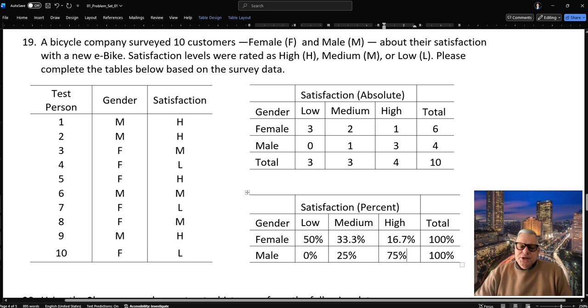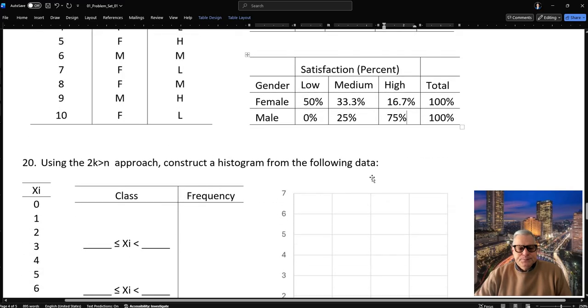Okay, so now we can see from looking at this crosstab that, obviously, the males like that e-bike much more than the women. So that would be one insight that could be inferred from this.